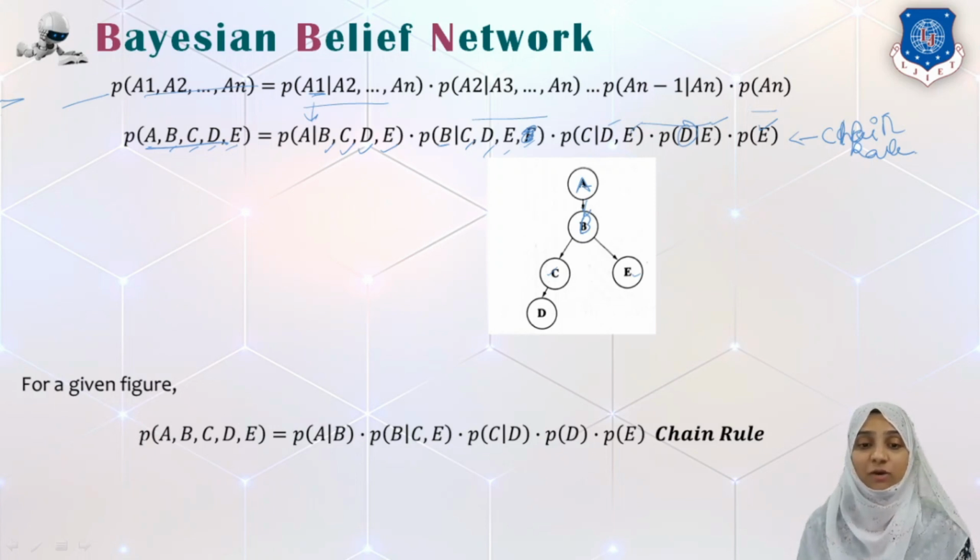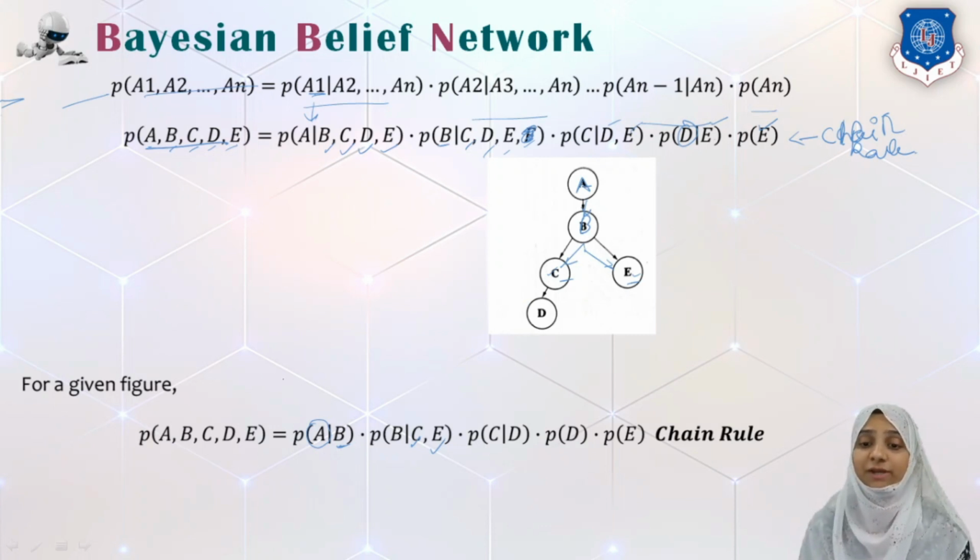So the joint probability of all events, which is nothing but the probability of A, B, C, D, E, is specified as the probability of A given B. As you can see, on event A only one event is dependent, that is B. So we are finding the probability of event A given that event B has already happened, into the probability of B given that two dependent events have already happened, that is C and E. As you can see from this diagram, event B has its connection to C and E, that means C is dependent on B and E is also dependent on B.